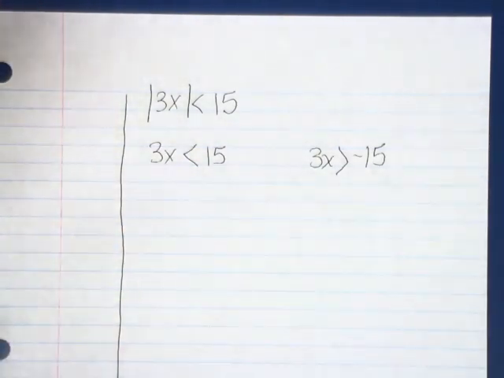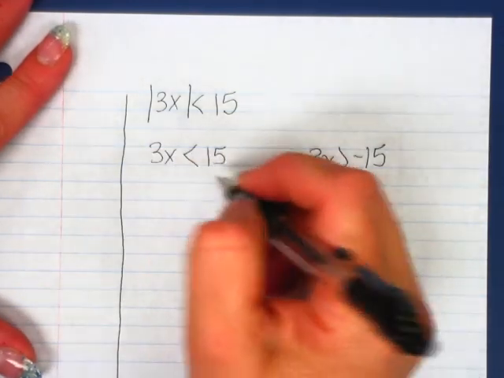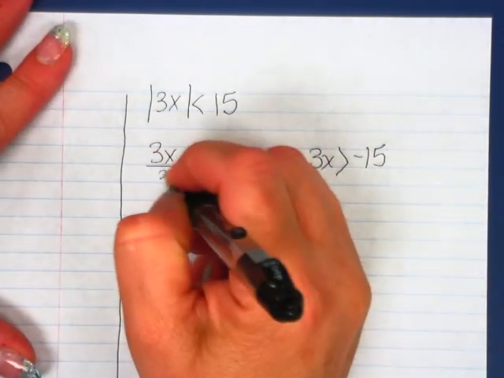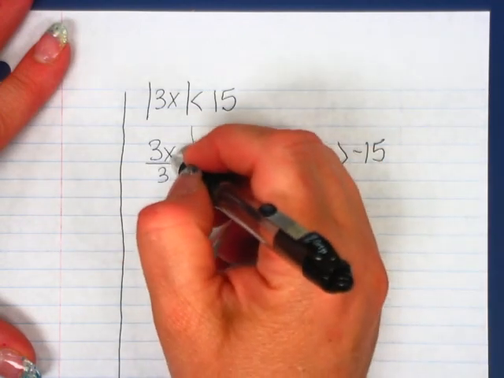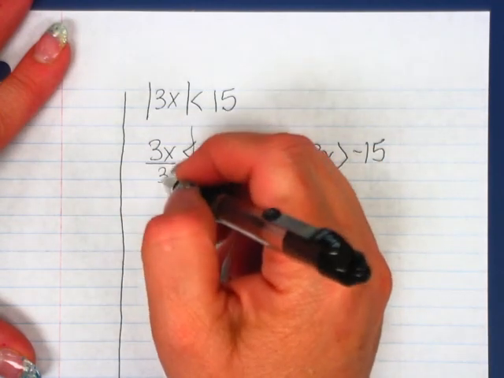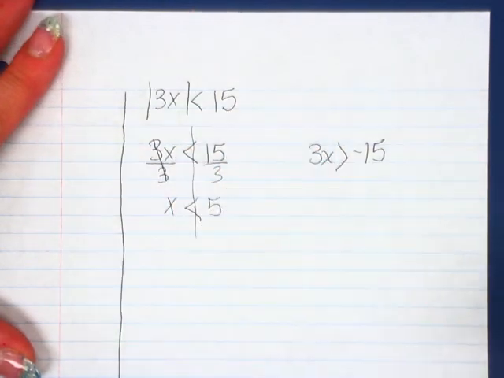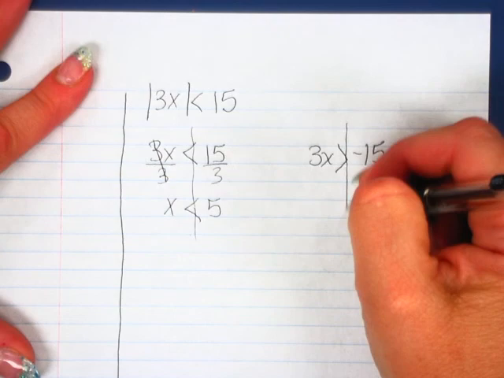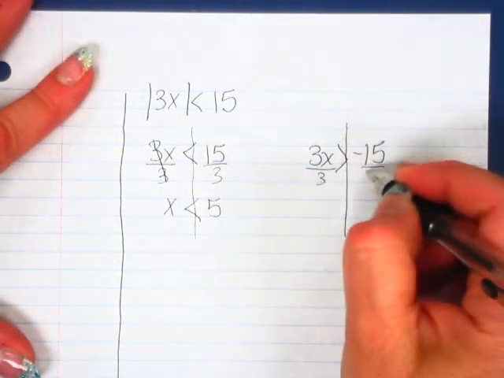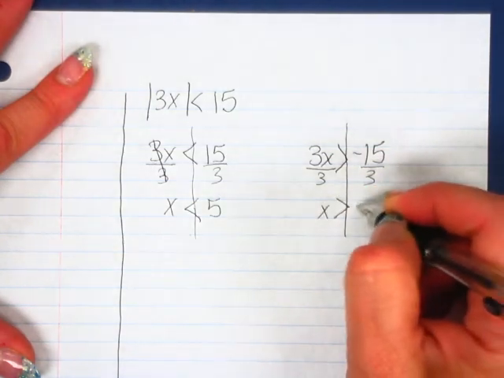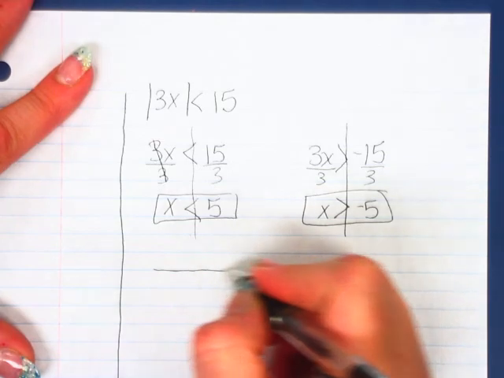So now we're going to solve it. Remember, solving inequalities, you've already done that. Pretend it's an equal sign. I can even draw my mirror. 3 times x, so I do the opposite operation, divide by 3. x is less than 5. Over here, the absolute value is gone, so I solve by dividing by 3. x is greater than negative 5. So now I have my two solutions, and I take my number line out.